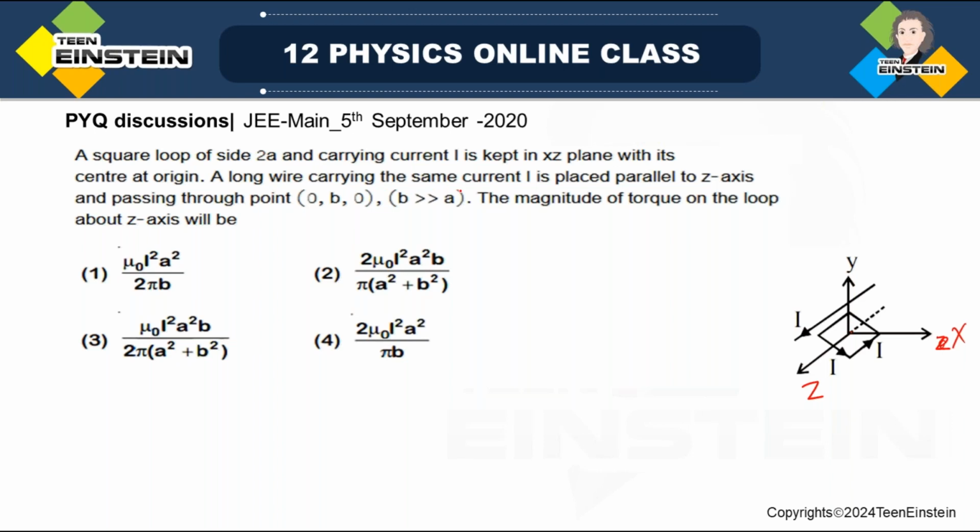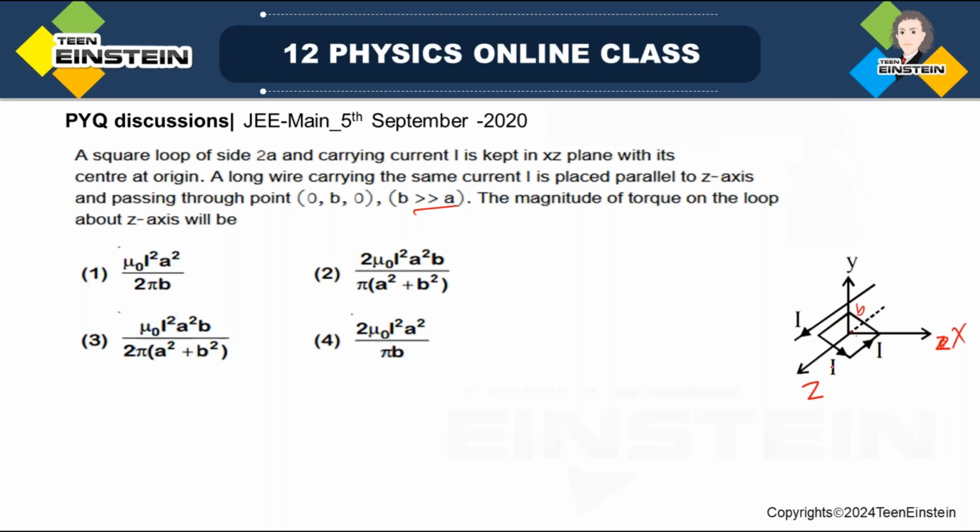A long wire carrying the same current I is placed parallel to the Z axis and passing through (0, B, 0), where B is much greater than A. So what does that mean? It means there is a current carrying wire passing through the y-axis at a distance B from the origin, and it is parallel to the z-axis. This is the meaning in this problem.